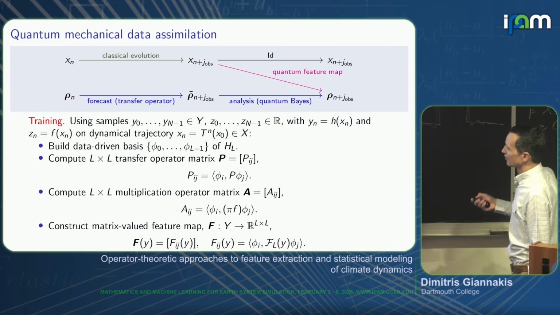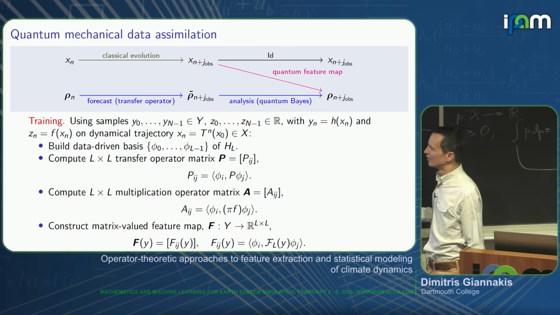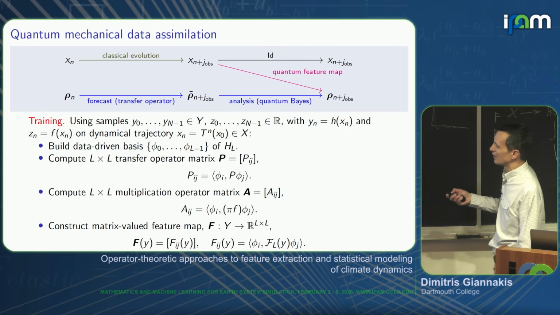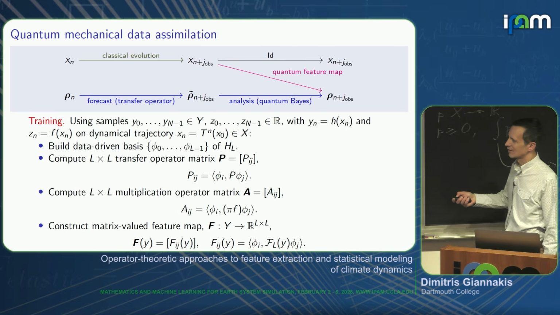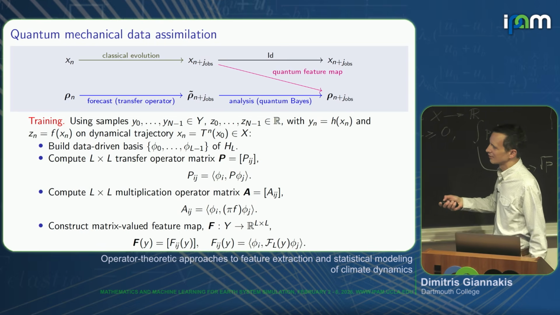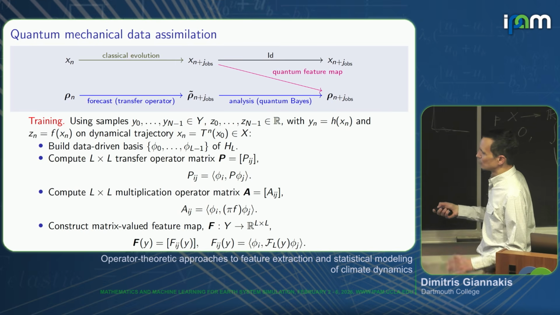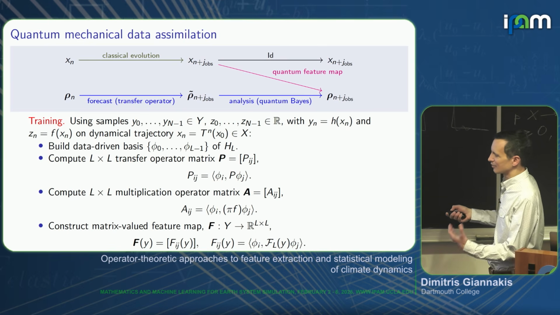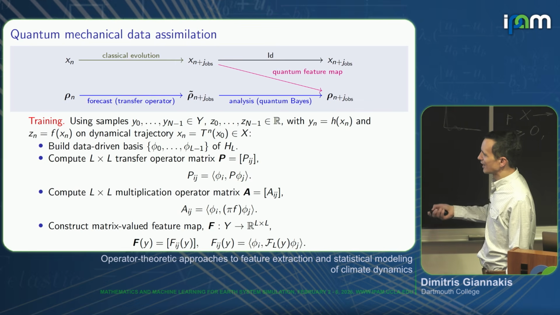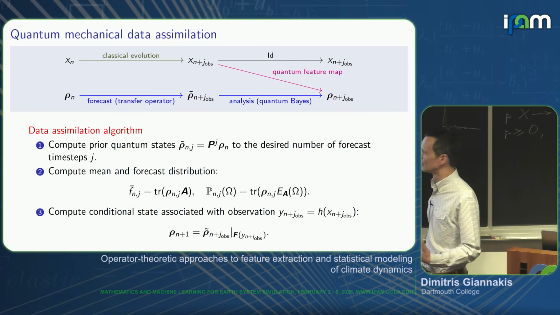How does it work? Well, we use samples, as I mentioned, of the various observables along dynamical trajectories. I'm happy to talk about this offline. We build approximations of our transfer operators and the operators representing our observables using, in this case, kernel techniques, in a manner that is asymptotically consistent, meaning in the limit of a large training data set. And once we have these matrices, we can run data assimilation as we would classically.